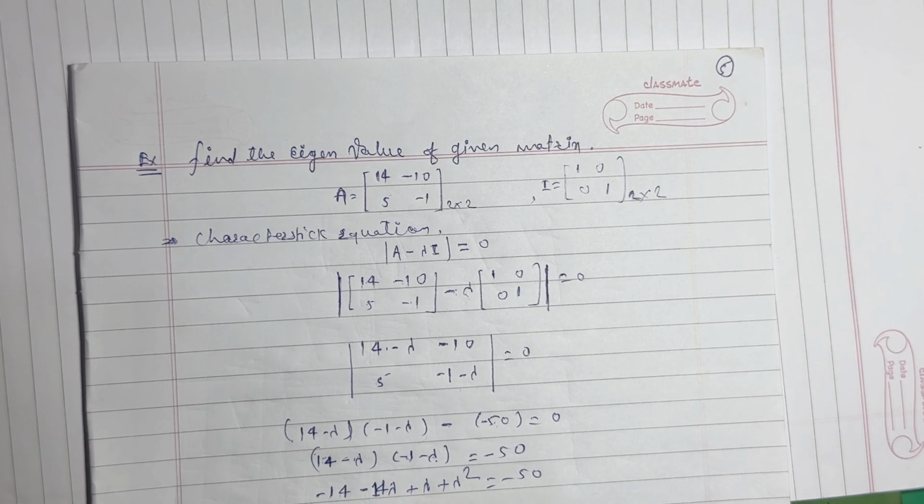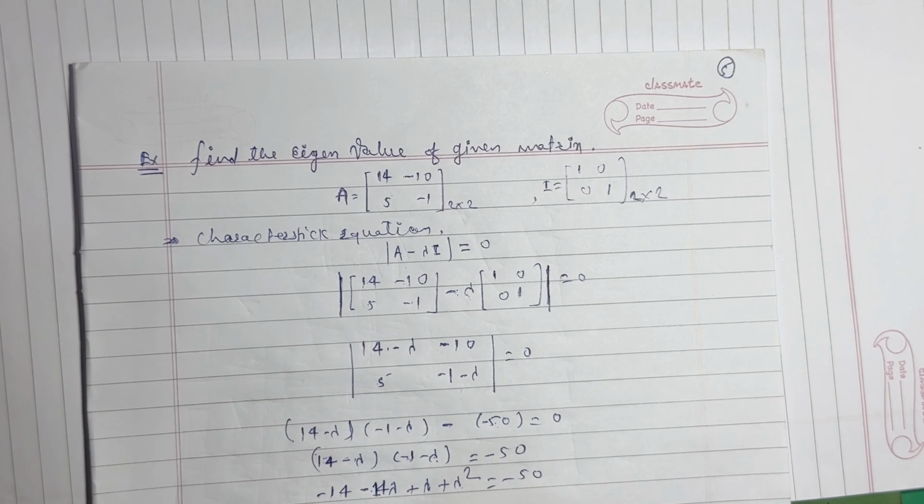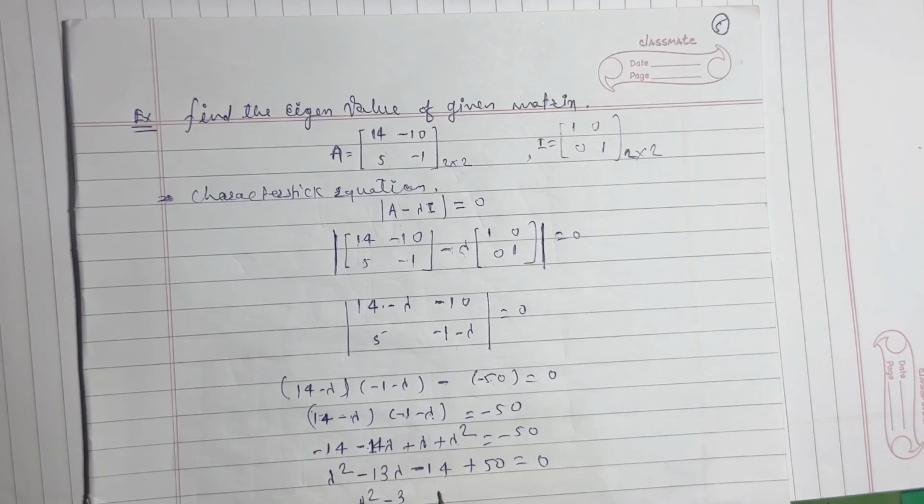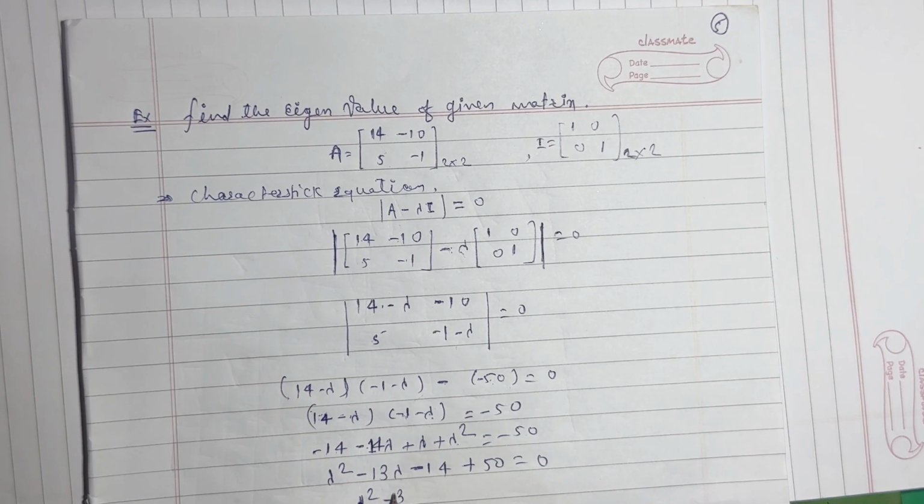So reduce the similar terms: lambda square, minus 14 lambda plus lambda, minus 13 lambda, minus 14, and take that minus 50 to the other side. It will give us plus 50, which is equal to 0. So you reduce further. We write lambda square minus 13 lambda plus 36, which is equal to 0.